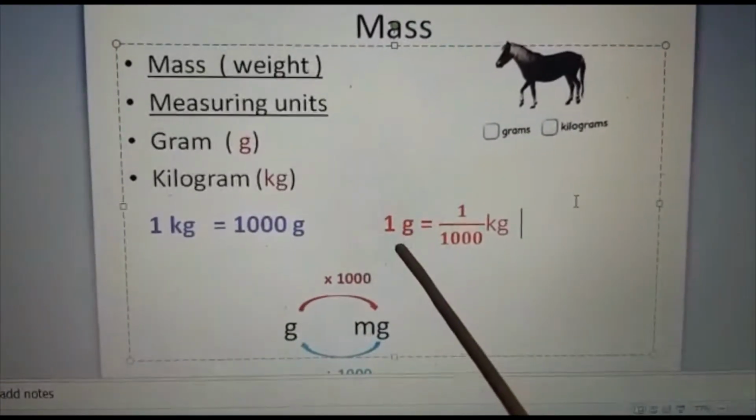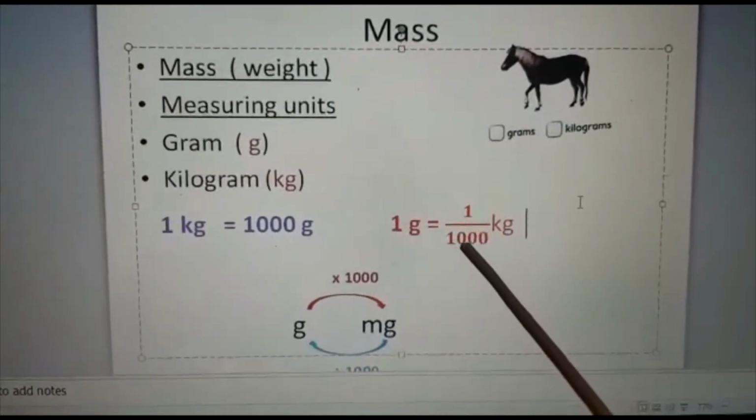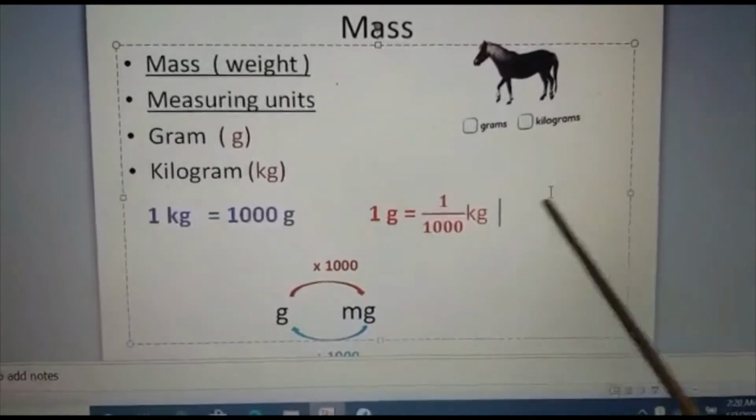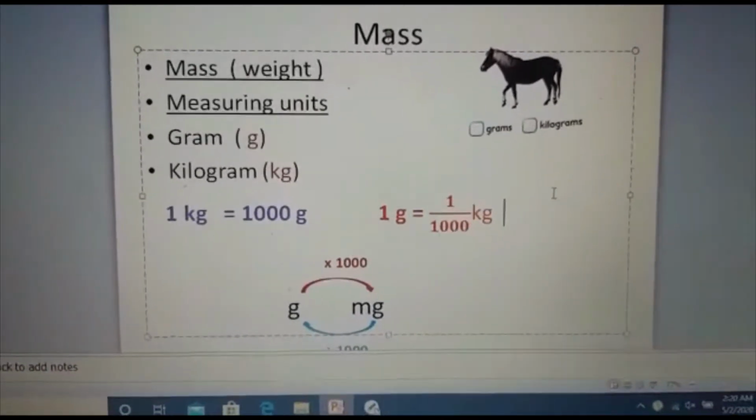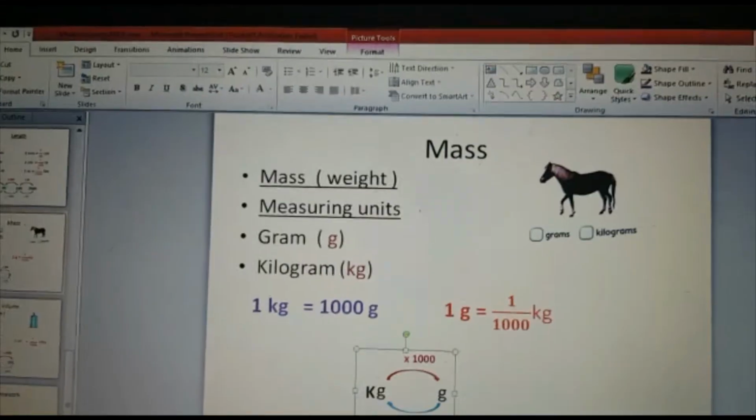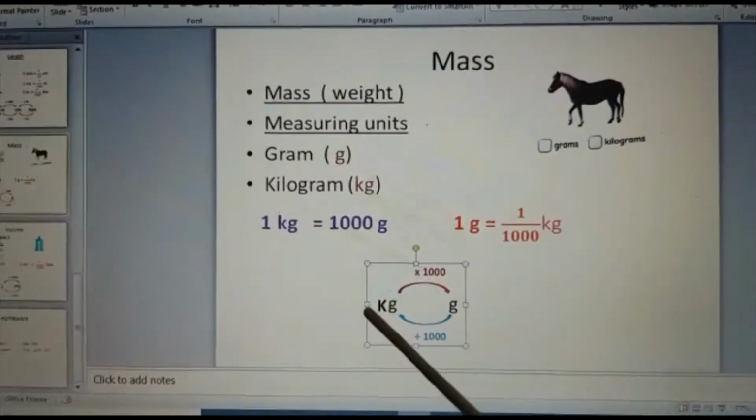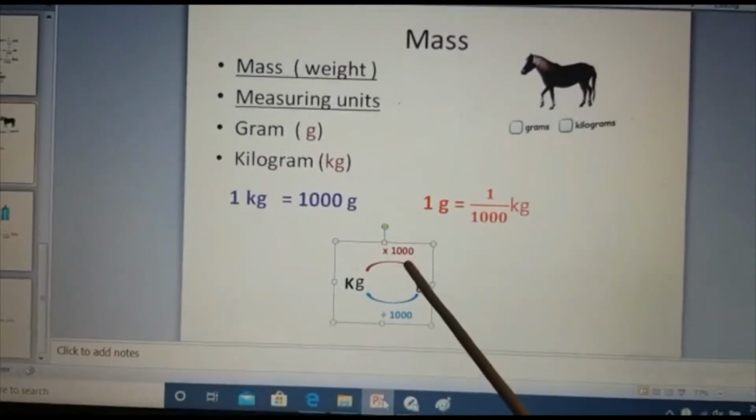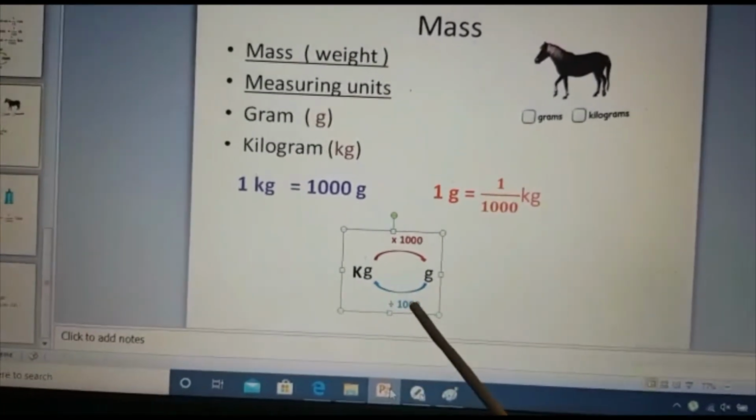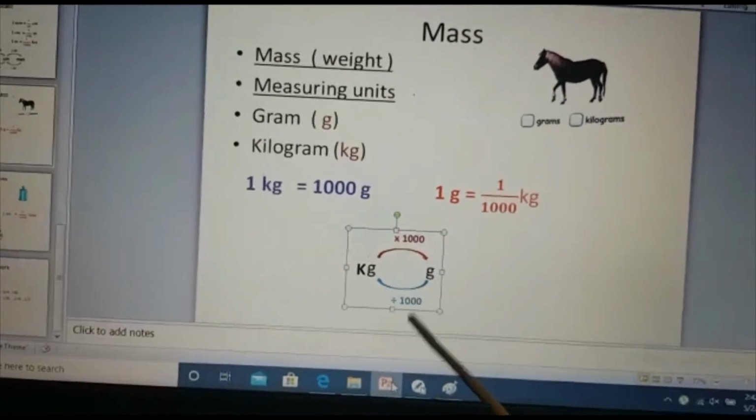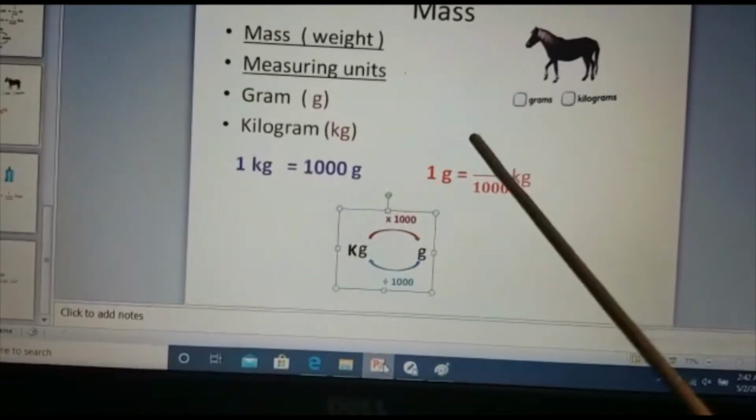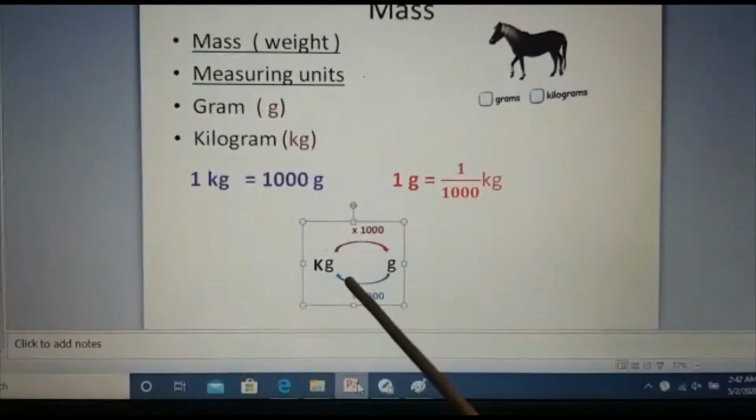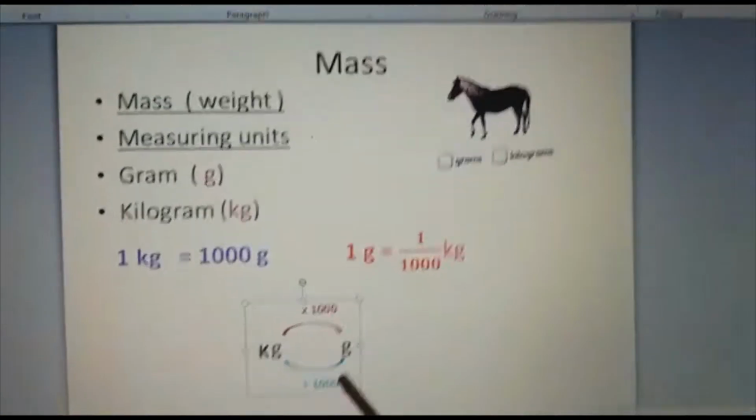So suppose I am asking you what is 2300 grams. What will you do? 2300 divided by 1000, okay? That is 2.3 kilograms. So just keep in mind this conversion. Kilogram to gram, we multiply by 1000, and gram to kilogram we divide by 1000. Milligram to gram conversion is also there, but we are only focusing on gram to kilogram and kilogram to gram this year, okay?